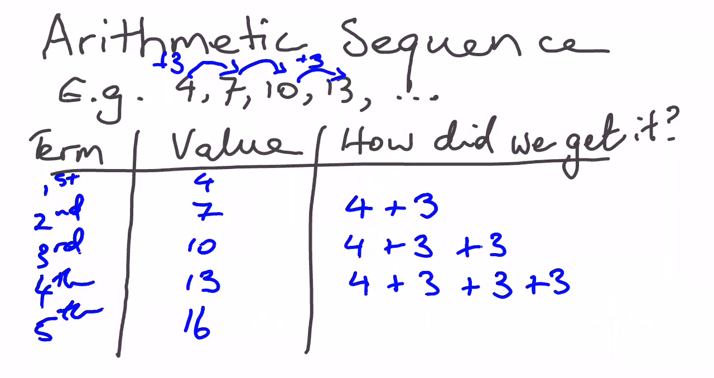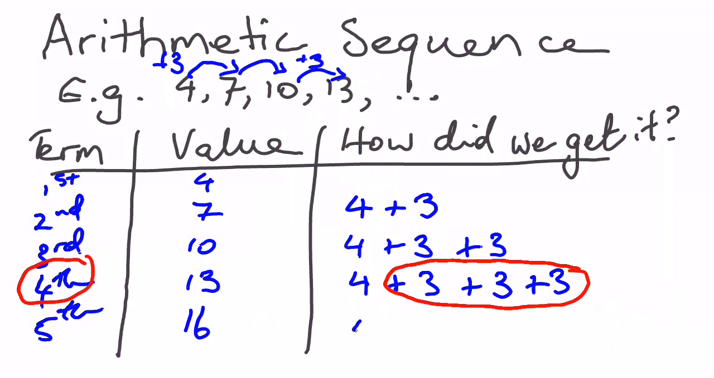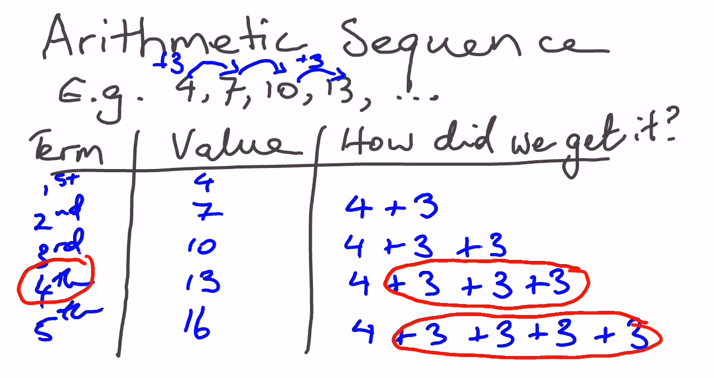What I want you to notice is that here I've added 3 lots of 3. And that's my 4th term. So let's have a look at this. For my 5th term, I'm going to have the same, but I'm going to add an extra 3. So now I've got 4 lots of 3 added for my 5th term.